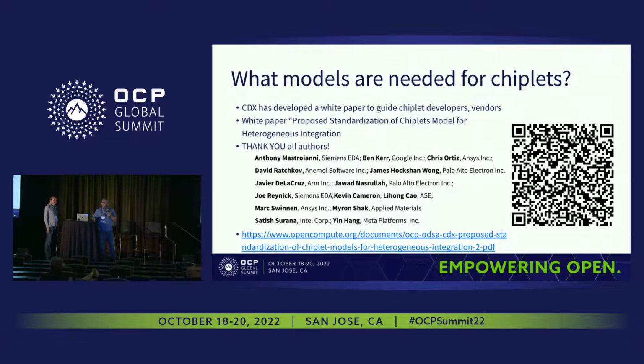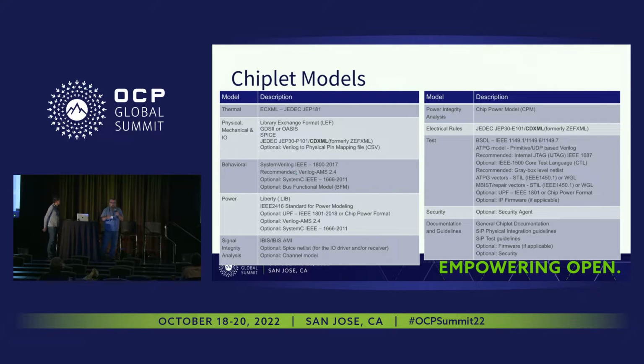Really, in that paper, what we covered is what models, from the point of view of chiplet vendors, they would need to be providing to chiplet integrators so that they can be successful in their integration. We have provided a list of models with some recommendations, which are optional, and which must be provided in all cases. I wanted to briefly show you a quick table. And I want to thank Tony for that table, great table, Tony, thank you. That covers just briefly what models we have considered.